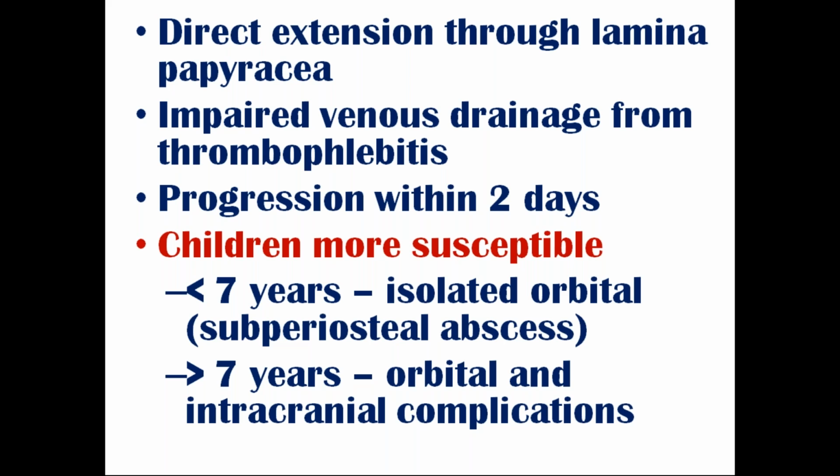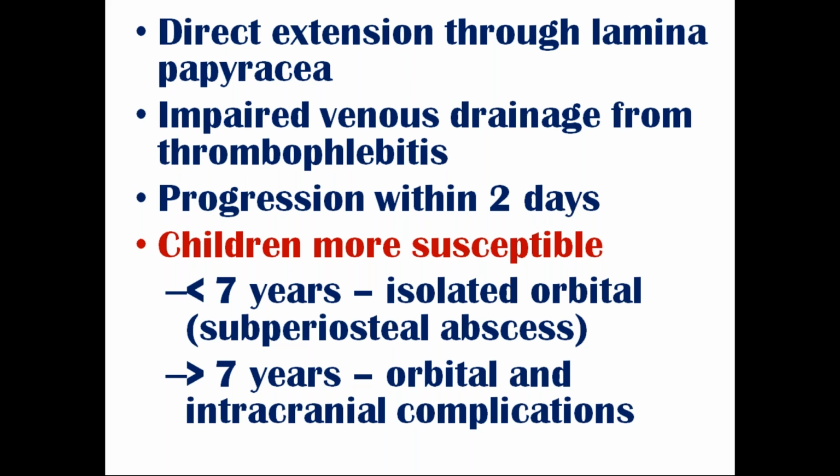Direct extension through the lamina papyracea, which is the bony partition that divides the nasal cavity from the ethmoid sinuses and the orbital contents. So when there is a breach of the lamina papyracea, it can lead to orbital complications. Another route is impaired venous drainage from thrombophlebitis, which can lead to superior ophthalmic vein involvement, and then it can spread to the cavernous sinus and lead to cavernous sinus thrombosis.